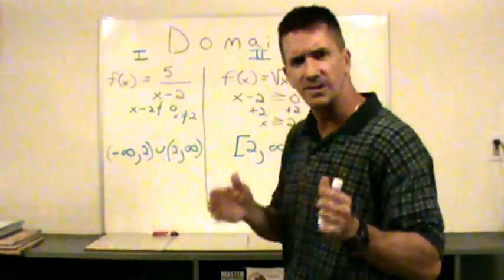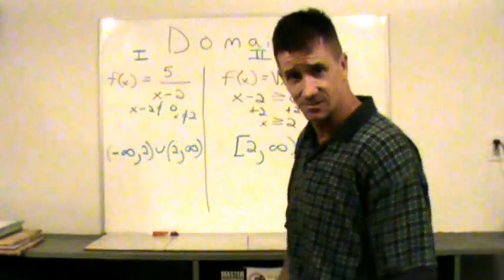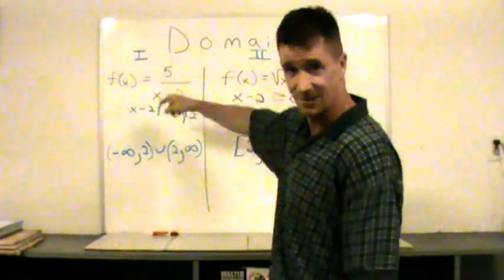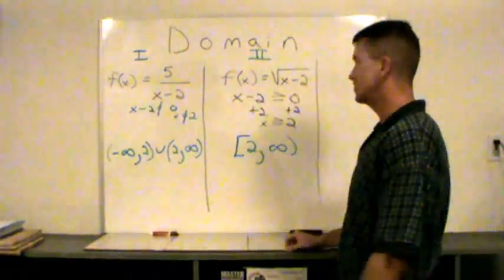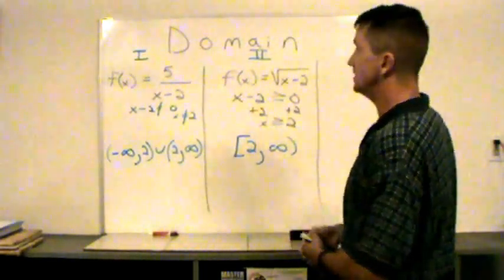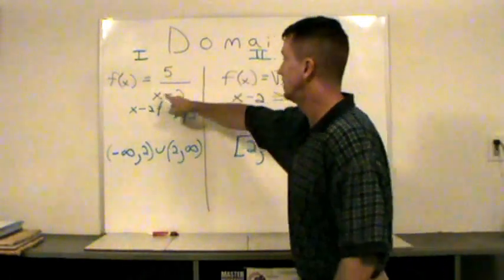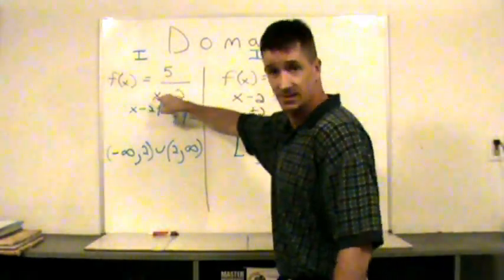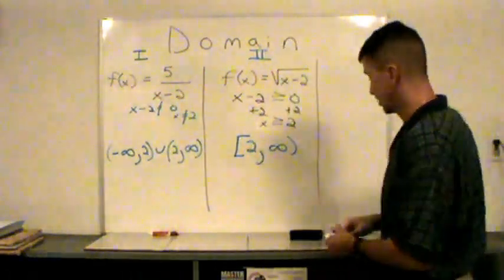Keep in mind, if you're ever in doubt, you can go and graph these functions. That's a goofy looking function, that rational function, but this one isn't so bad. Now, are there any other scenarios? Well, let's talk about what if it doesn't have this rational expression with x in the denominator, or it doesn't have a square root.